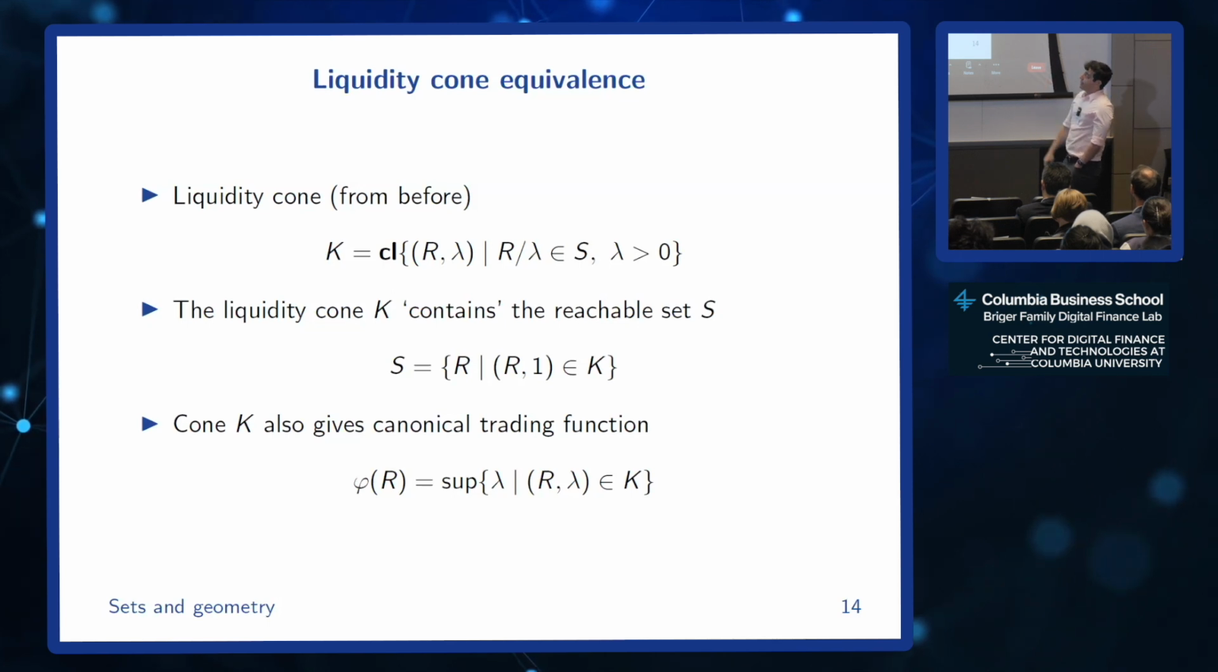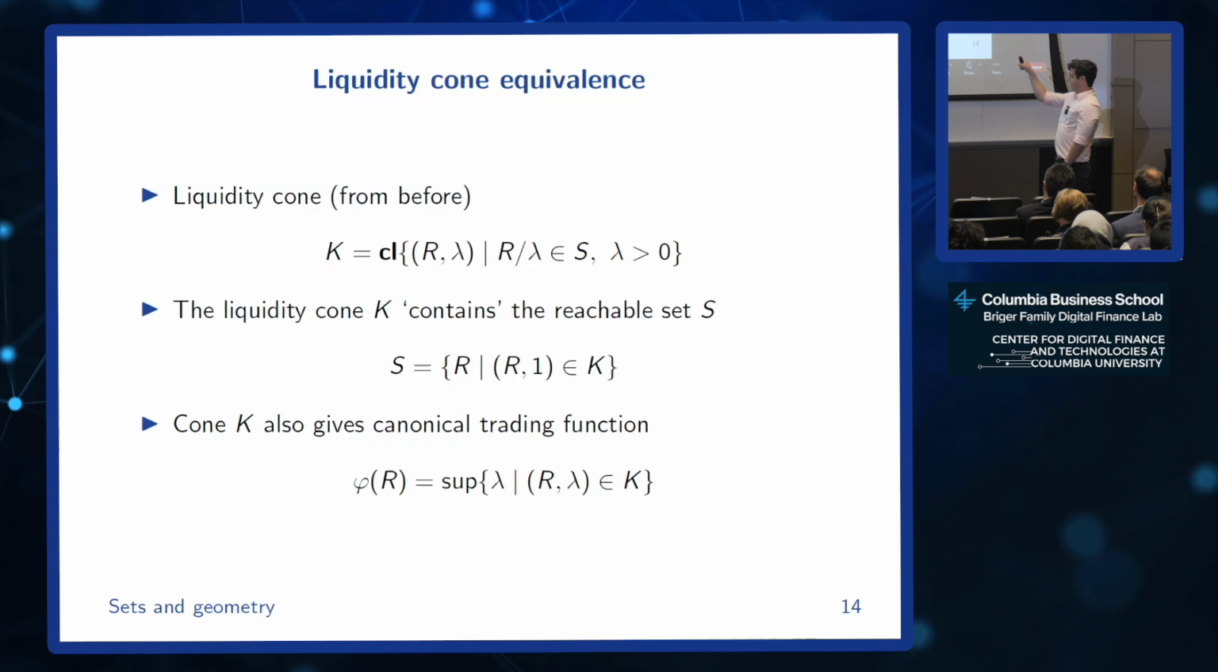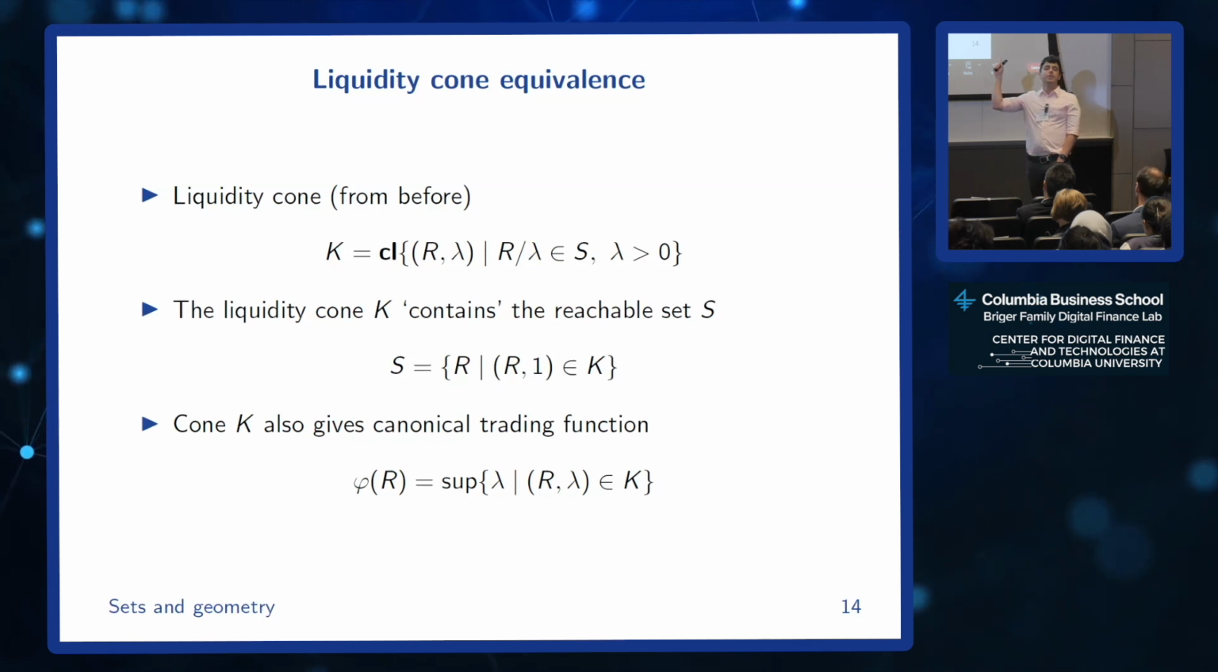I'm just rehashing the definition of the liquidity cone. Then why do we call it the canonical object? Well, first, it easily contains the reachable set, right? Because the reachable set is, of course, the set of reserves R such that R comma 1 is in K. And you can see that because you can just plug in 1 for lambda up there, and that's true if and only if it's in S. And then number 2, of course, it gives the canonical trading function, right?